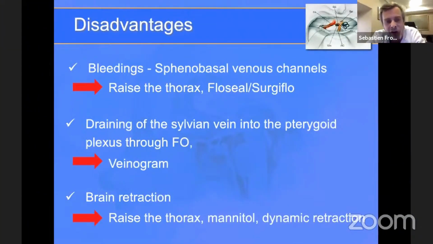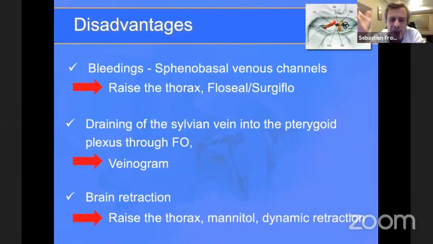Disadvantage, it's a kind of bloody approach when you peel the dura from the temporal fossa floor, because there are venous channels, venous plexuses going through the foramen ovale that are usually bleeding. It's quite easy to control, raising the thorax to reduce venous pressure, using Floseal, which makes it much easier since we have it, and tamponade and waiting a little bit, and usually it stops most of this venous bleeding.